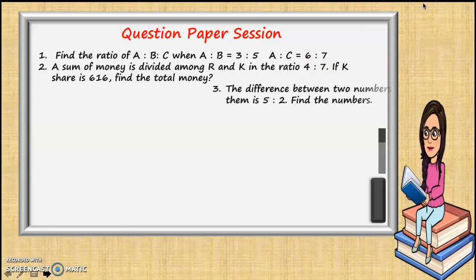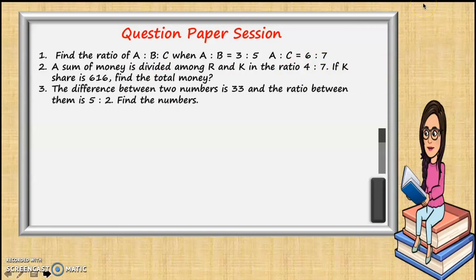Okay, next problem, the difference between two numbers is 33 and the ratio between them is 5 is to 2. Find the numbers. Now read the question properly. They have not told you the sum of the two numbers, it is a difference. That means 5x minus 2x should be 33, and simplifying you will get to know the value of x and substitute the value of x in this provided equation so that you will find the required numbers.